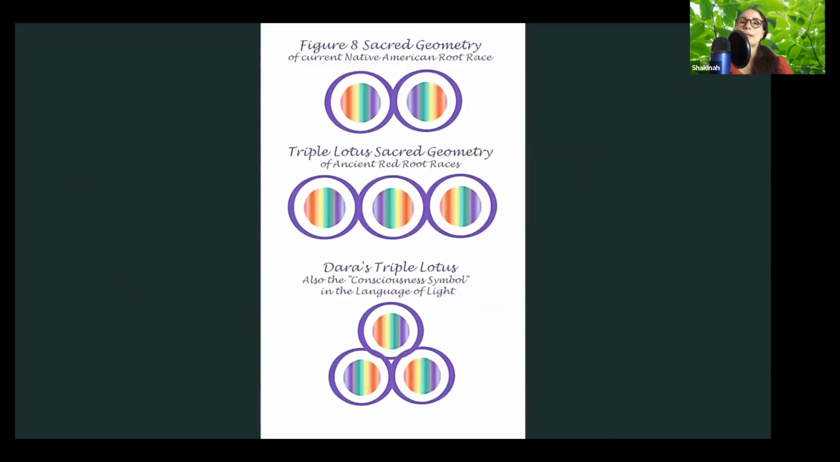This is what figure-8 sacred geometry looks like. Current Native American root race, triple lotus sacred geometry of ancient red root races, and the current Dara's triple lotus, also the consciousness symbol in the language of light. We'll be discussing the language of light in much greater detail throughout these workshops.